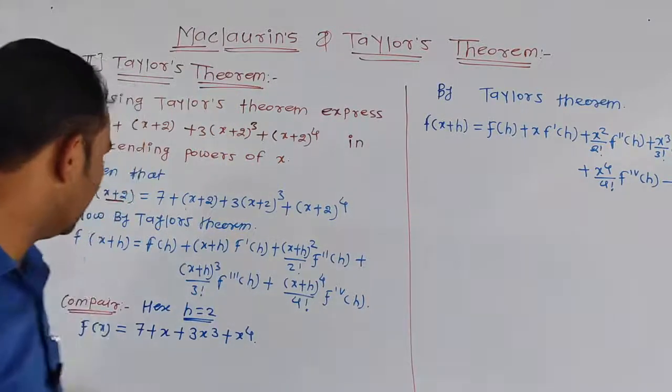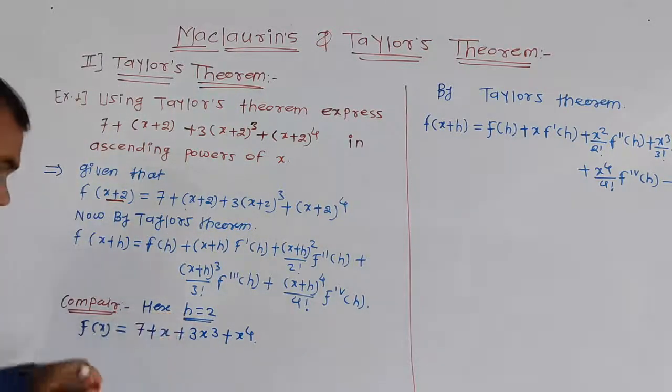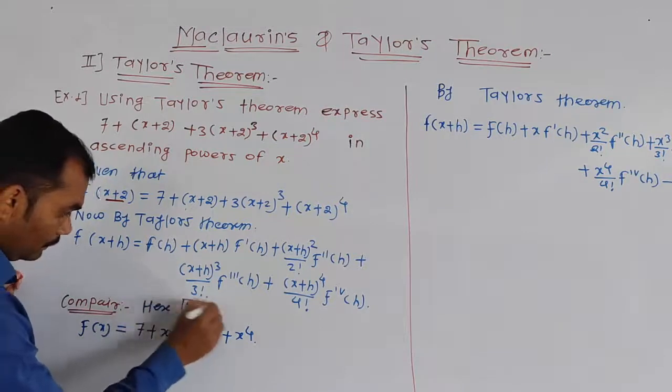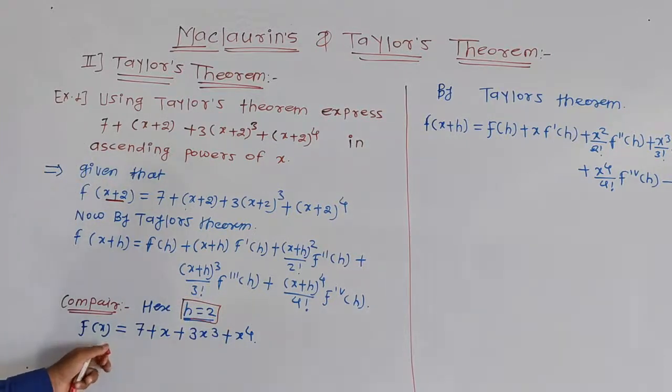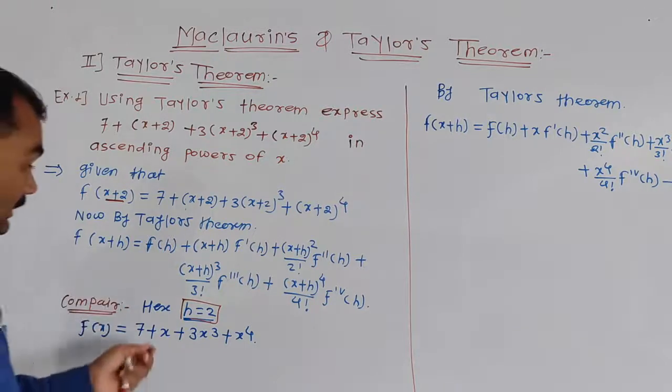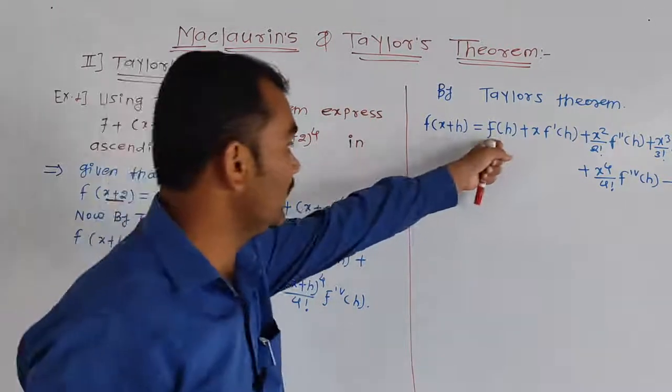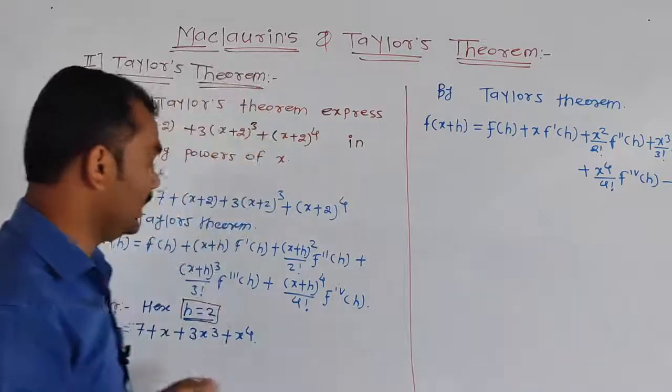Here the value of h is 2, and the value of f of x is this. So now we have to find f of 2. Then first we have to find f of h, that is, first we have to find f of x.